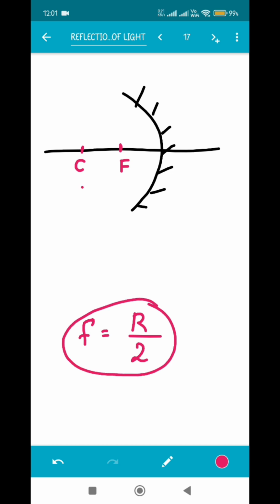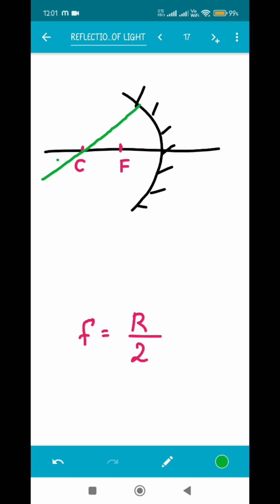The distance between the center of curvature and the pole was known as the radius of curvature. So the focus is always situated midway between the pole of the mirror and the center of curvature. Now, if a ray of light is moving through the center of curvature, even after reflection it will move through the center of curvature. It will not change its path. A very, very important observation which we will use extensively in our ray diagrams.